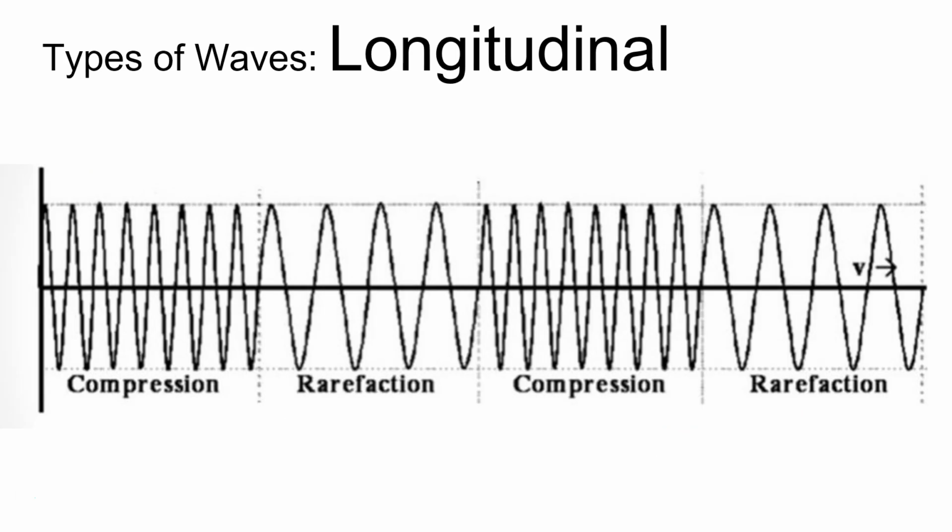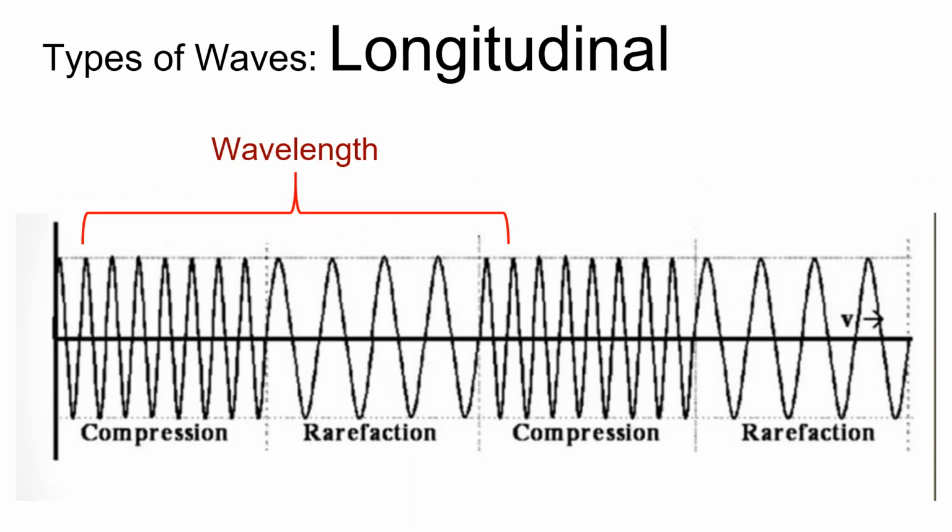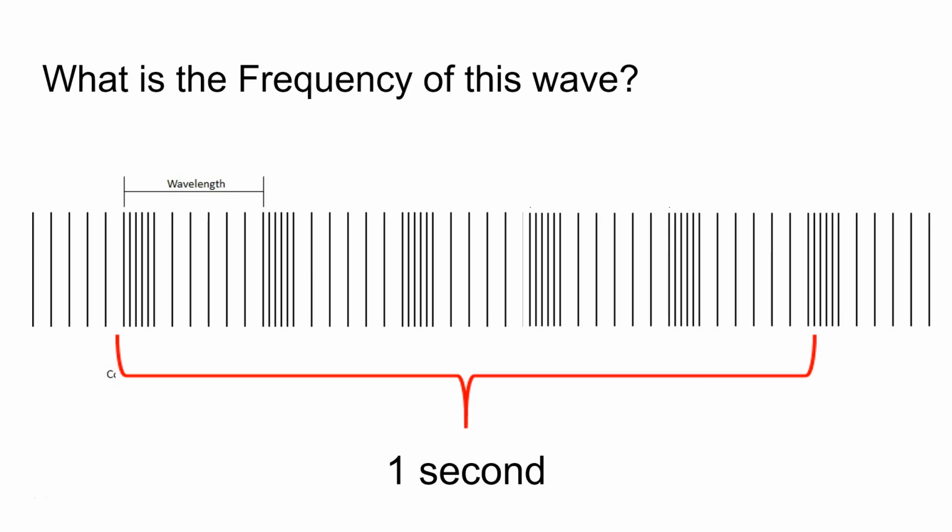Right. So another type of wave, again, back to that longitudinal wave, we have the compressions and rarefaction. So we need to know what that is. So our wavelength is 1 compression plus 1 rarefaction. All right. Here's a little simpler drawing of it, where we see our wavelength there.